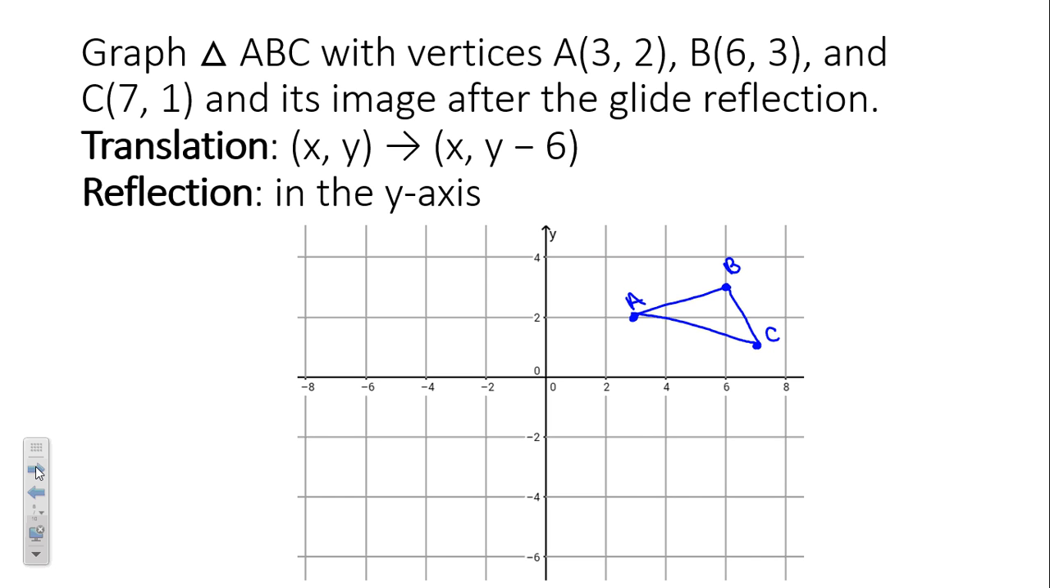Then we're doing two things. We're going to do a glide reflection here. So a glide reflection means that we're translating and then we're reflecting. And that translation has to be parallel to the line of reflection by definition. So we're down here.